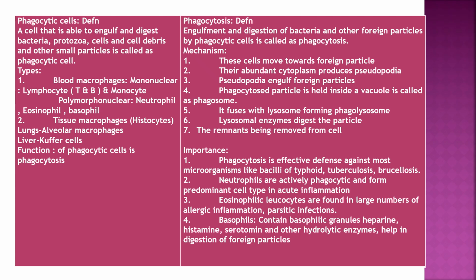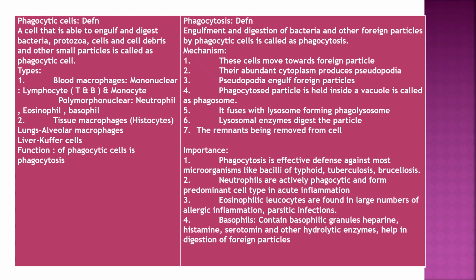Function of phagocytic cells is phagocytosis. Phagocytosis is the engulfment and digestion of bacteria and other foreign particles by phagocytic cells. Mechanism: the cells move toward the foreign particle. Their abundant cytoplasm produces pseudopodia. Pseudopodia engulf foreign particles. The phagocytosed particle is held inside a vacuole and fuses with the lysosome, forming a phagolysosome. Lysosomal enzymes digest the particle, the remnants being removed from the cell.